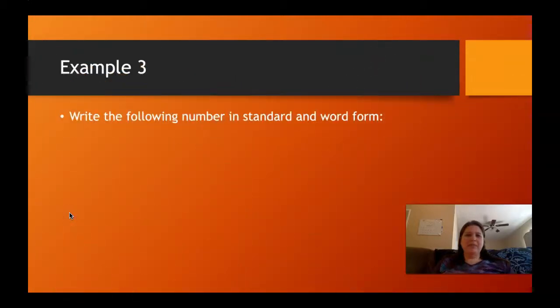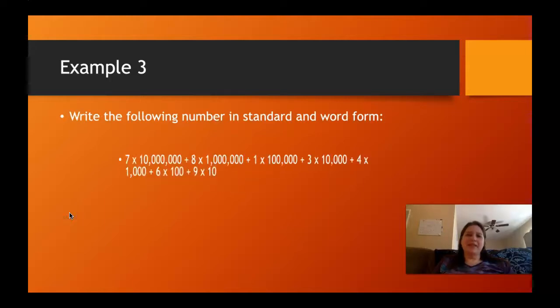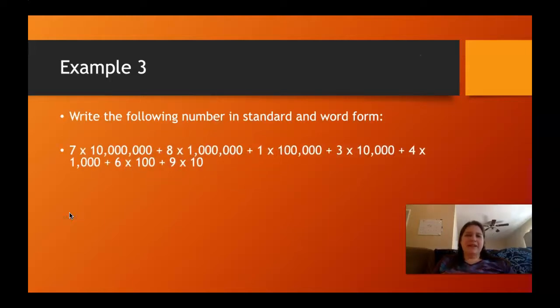And example 3, standard and word form this time. So I give you expanded form. Here's the 5th grade expanded form. Take a few seconds, write it down in standard form, and a minute or two to write it down in word form. Pause the video if you're not done. Here comes the answers in 3, 2, 1.